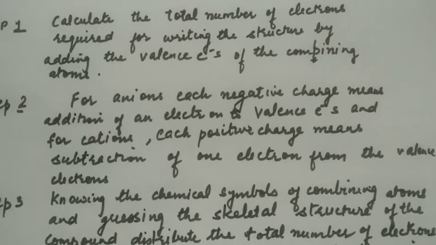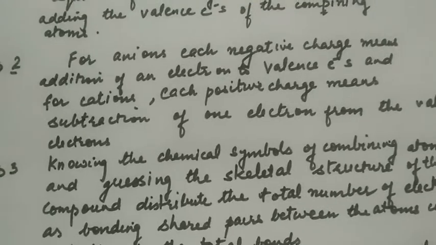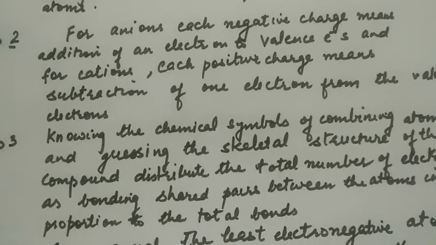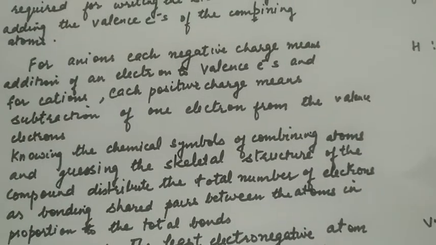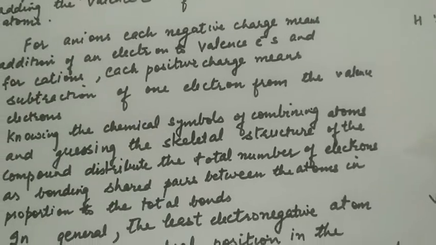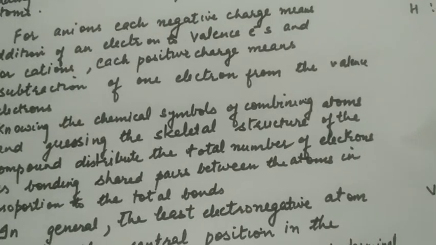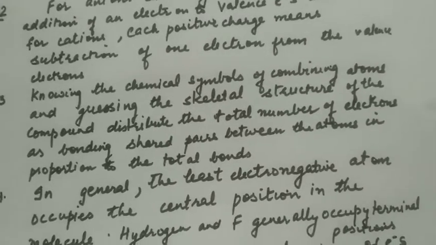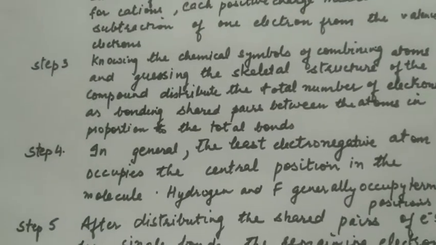For anions, each negative charge means addition of an electron onto the valence electrons, and for cations, each positive charge means subtraction of 1 electron from the valence electrons. If there is a negative charge on the molecule or anion, that means the total valence electrons will be the sum of valence electrons plus the negative charge that is there. Similarly, for cations, you decrease that much number from the total number of valence electrons.